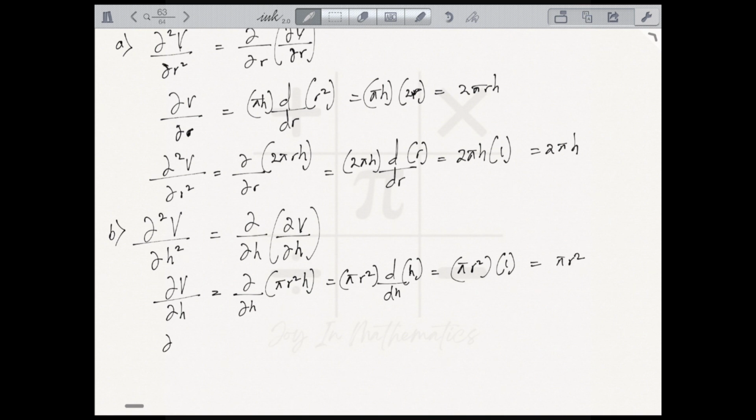Now, let's differentiate again with respect to h. That's d dh of pi r squared. In this case, we are differentiating partially with respect to h, and every other thing is kept constant, and then we differentiate 1, and this will give us pi r squared multiplied by 0, and this will give us 0.